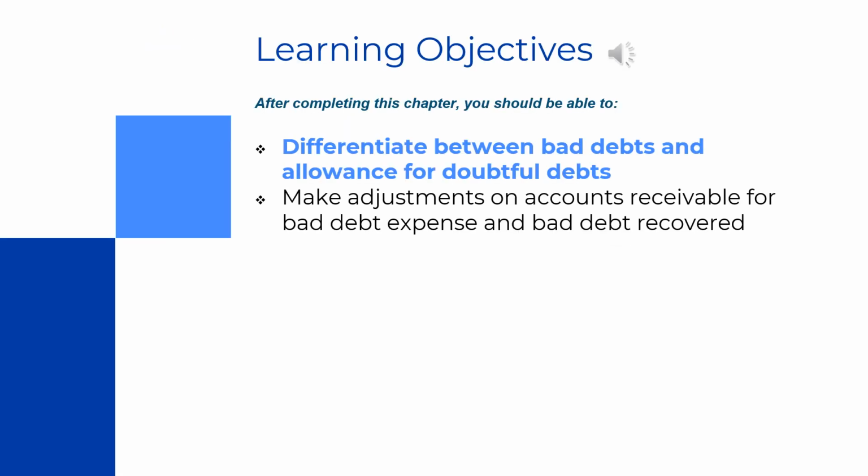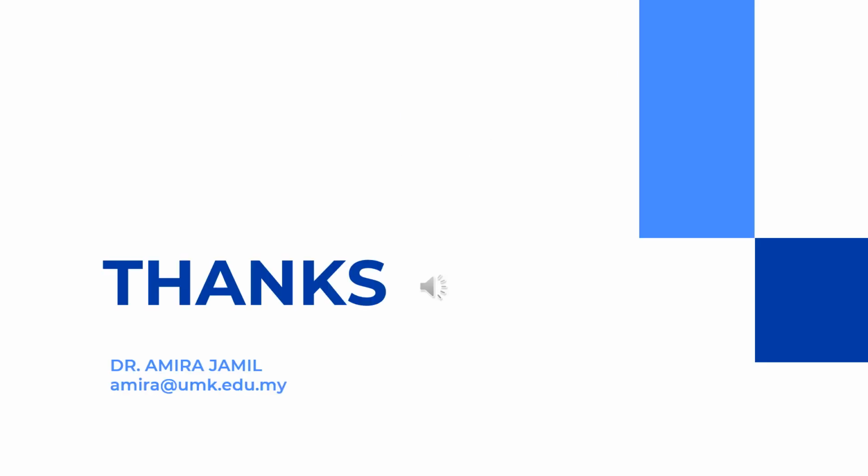Now that you have learned to differentiate between bad debts that come from the direct write-off method and also allowance for doubtful debts that come out from the allowance method, let's move on to how to make adjustment on account receivable for bad debt expense and bad debt recovered in the next session.